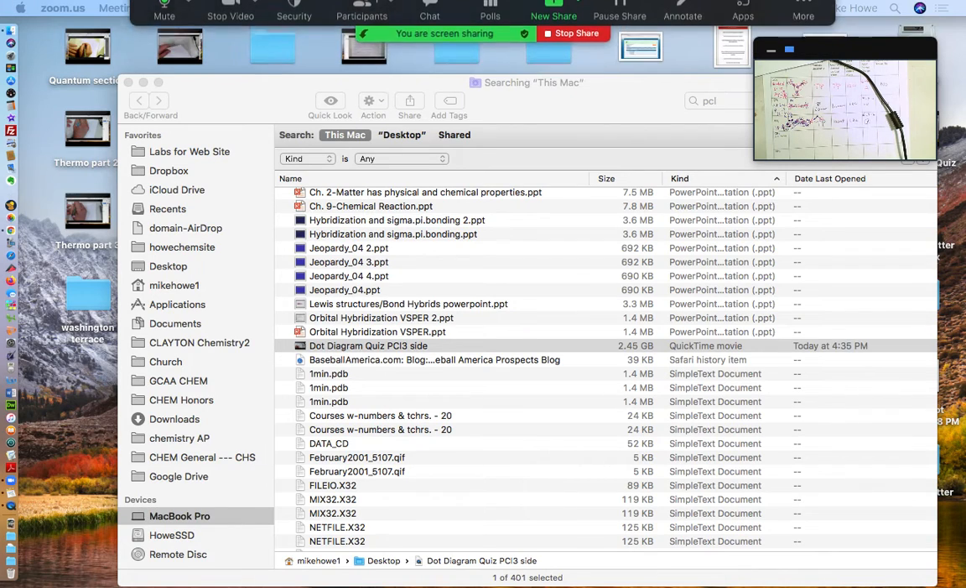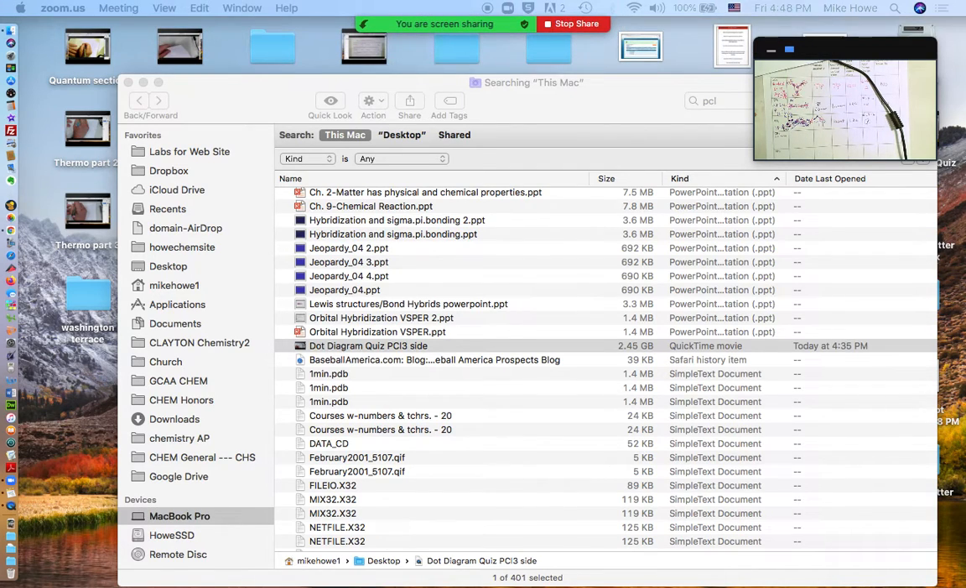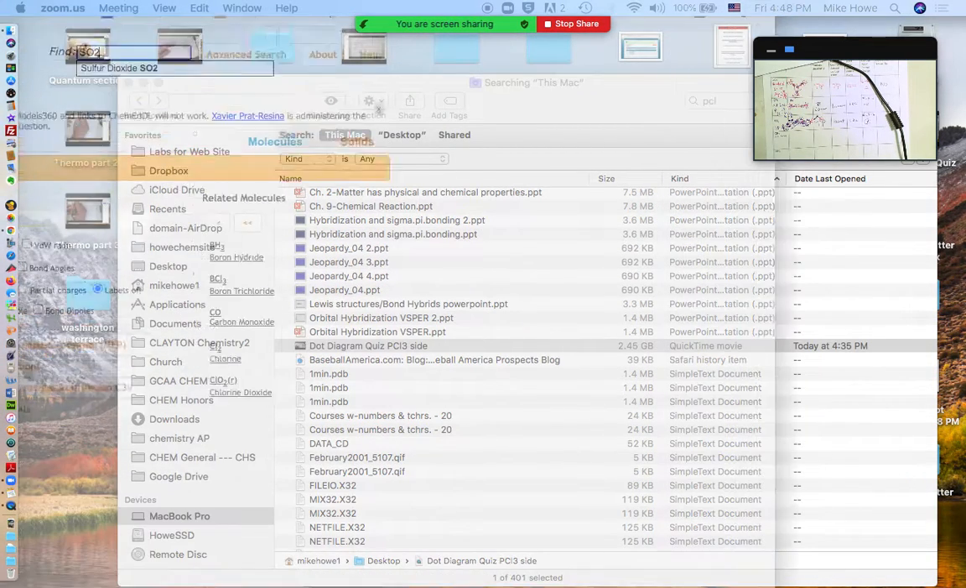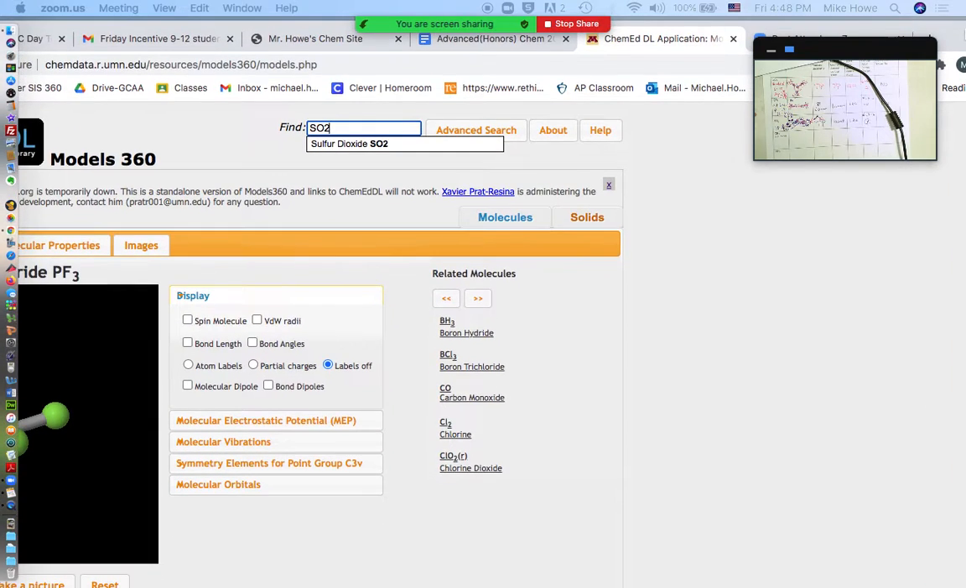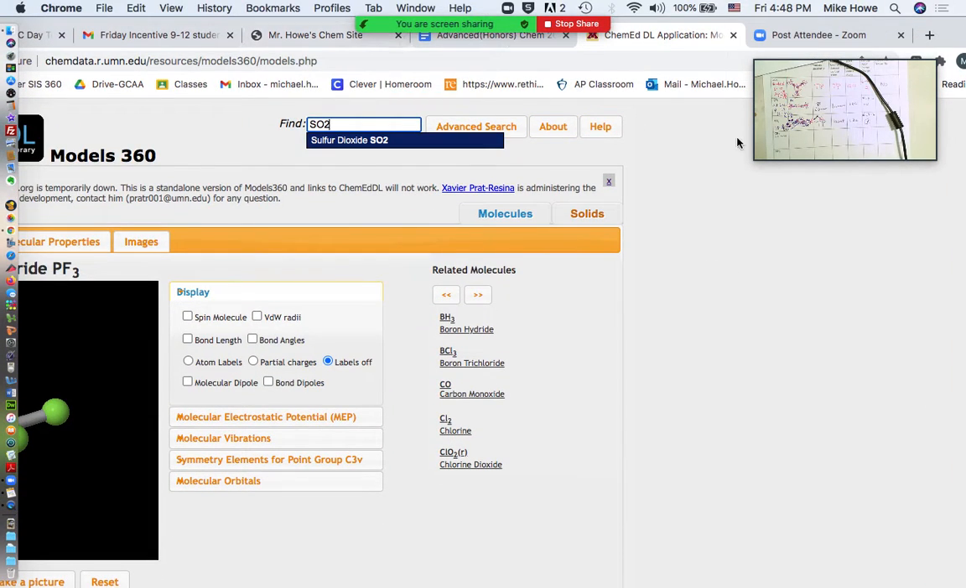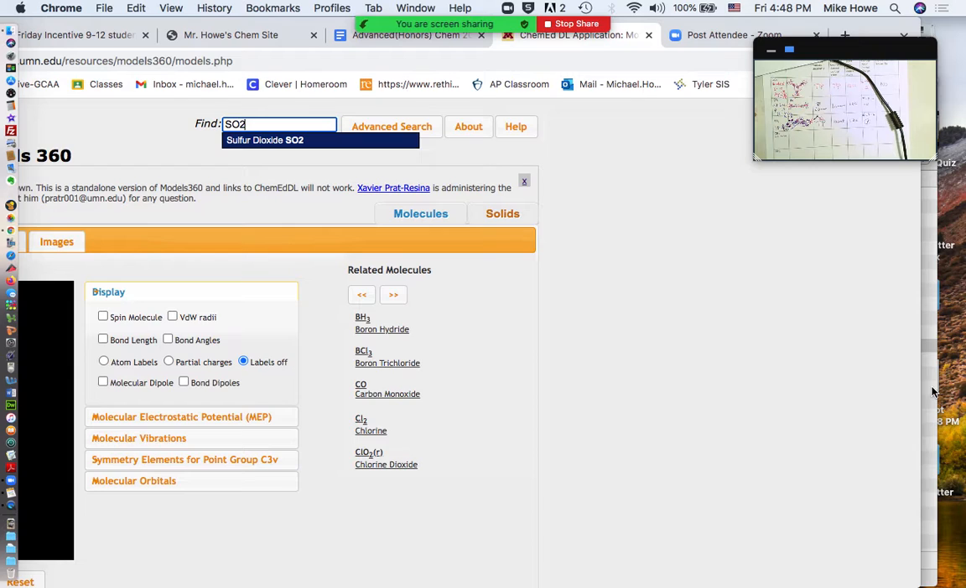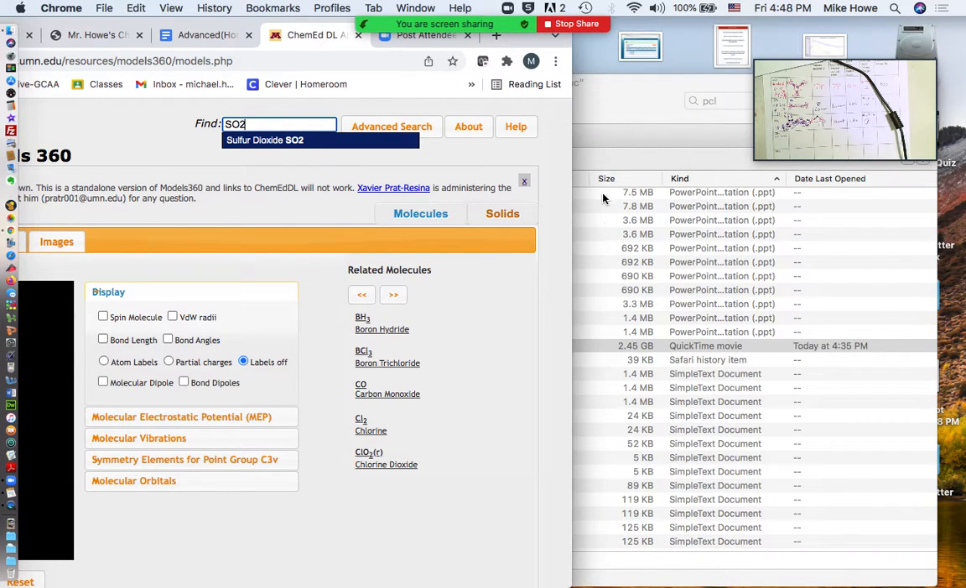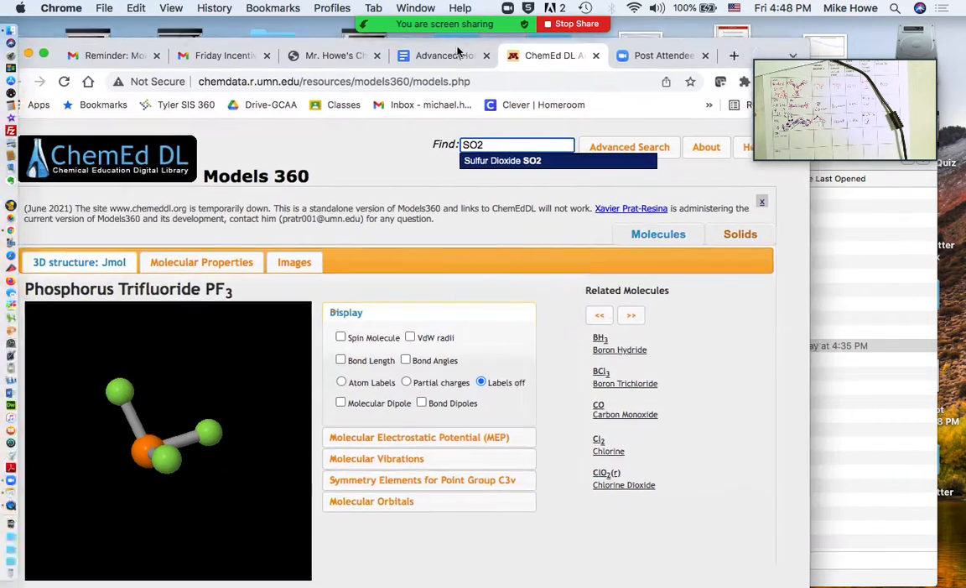I'm going to put in SO2. Oh, nope, you can't see that shared screen. I forgot the way I'm doing this. I have to pull it in here, so let's pull it in. We'll put in SO2. Make it a little smaller.